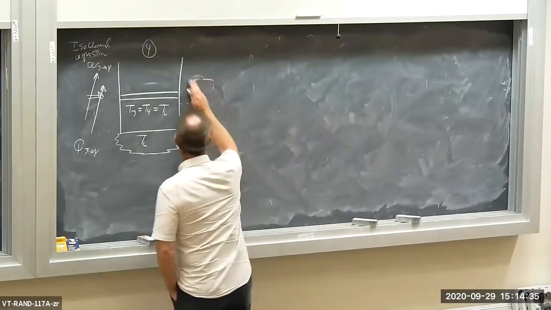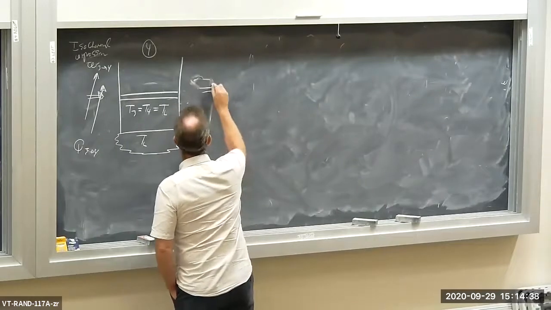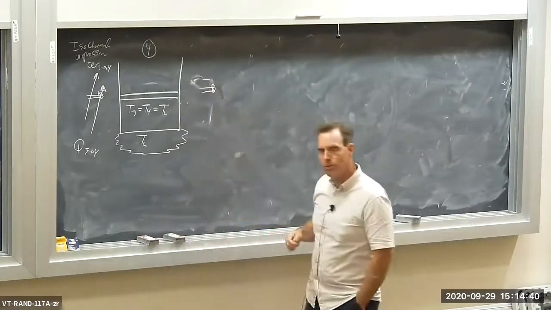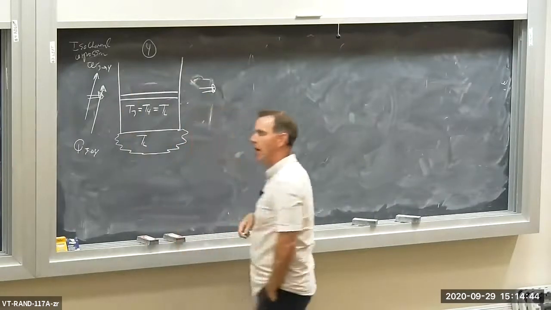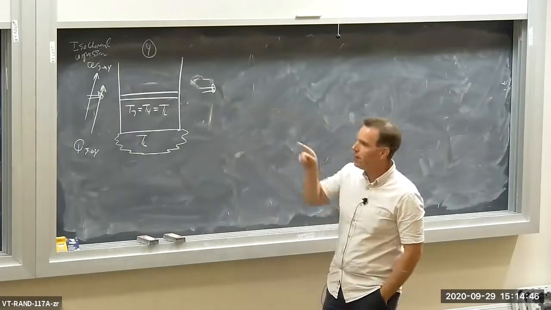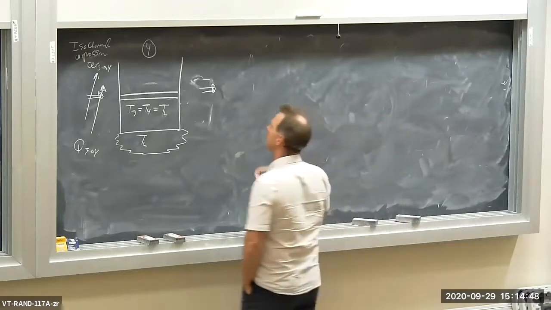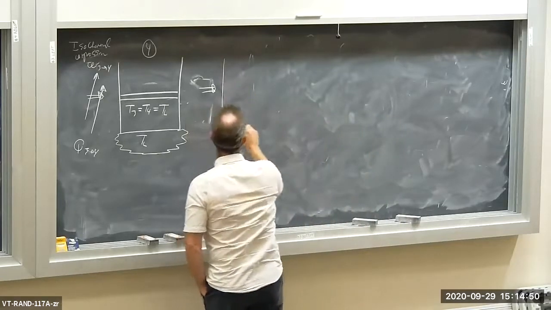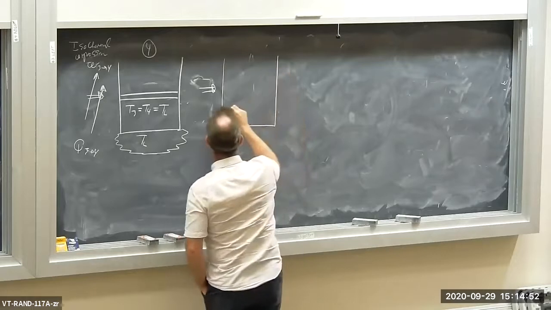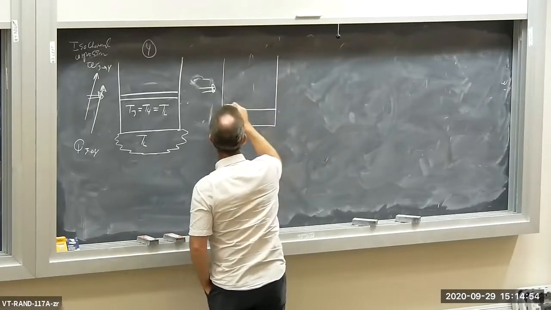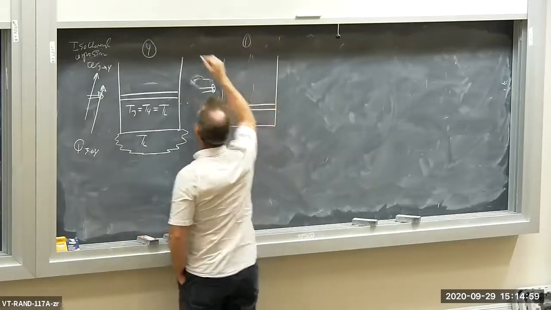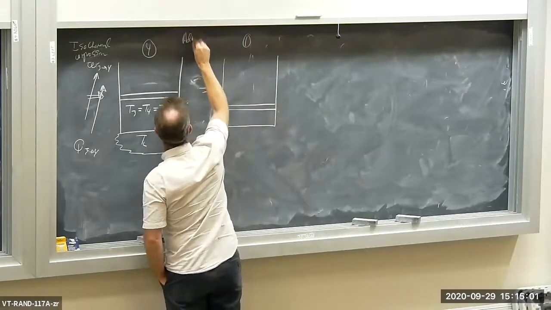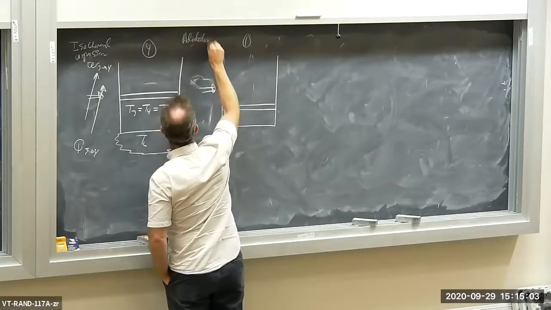And then finally, I'm going to squeeze it down some more. I'm going to put some insulation around this thing. I'm going to squeeze it down until I get back to the high temperature. So I'm going to compress the system until I get back to the original state, state 1. So this is going to be adiabatic compression.